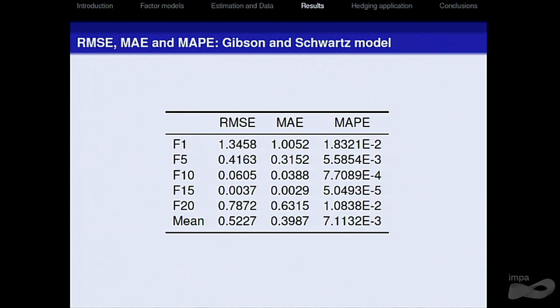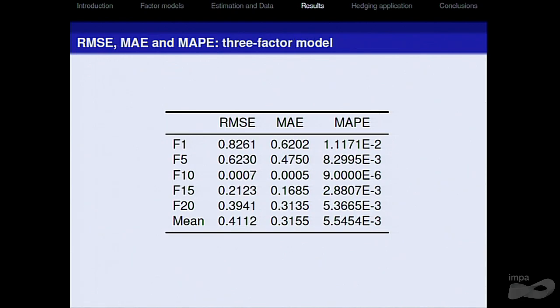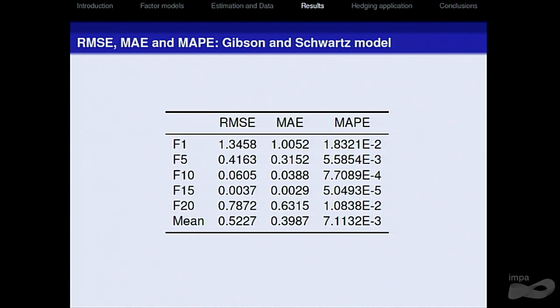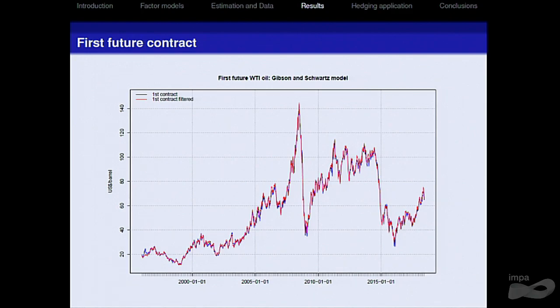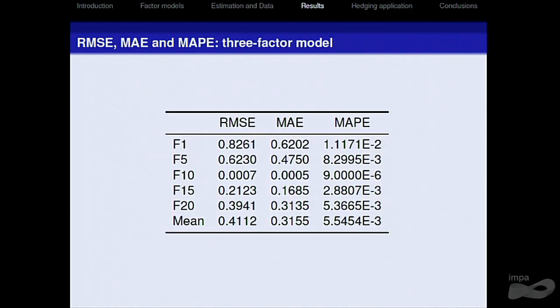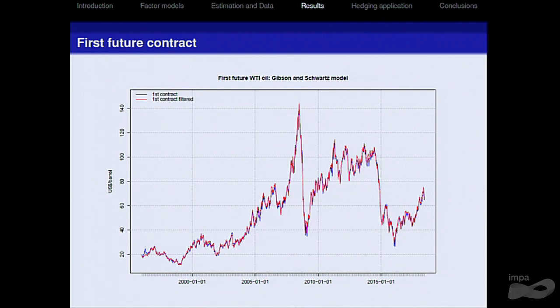But on average, the three-factor model has a smaller mean error, considering all the contracts. So here we can see the first contract of this calibration procedure.